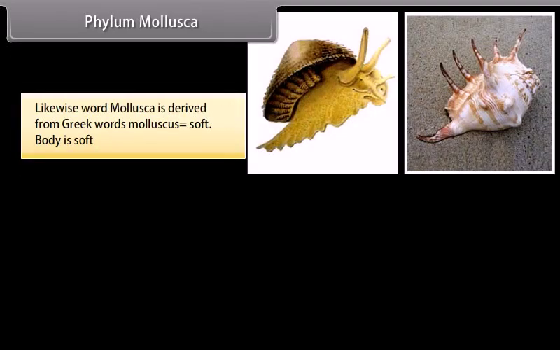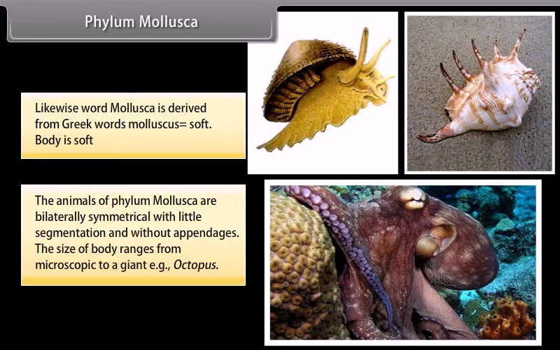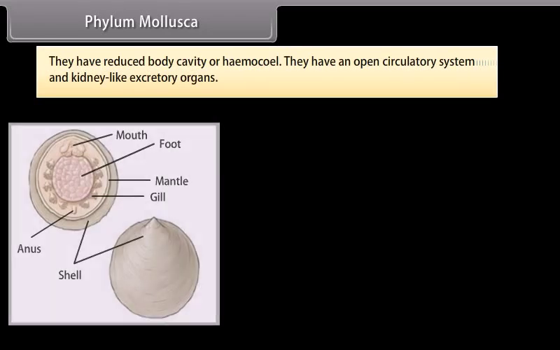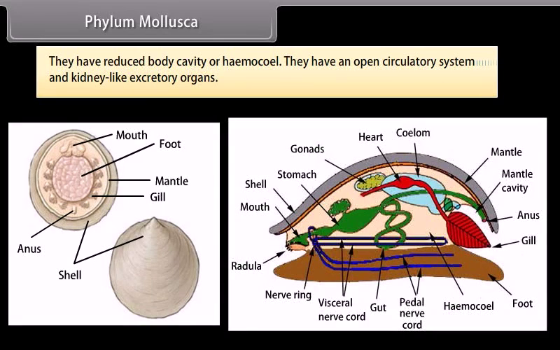Phylum Mollusca. Likewise, the word mollusca is derived from the Latin word molluscus, meaning soft, as the body is soft. The animals of phylum Mollusca are bilaterally symmetrical with little segmentation and without appendages. The size of the body ranges from microscopic to giant, that is, the octopus. They have a reduced body cavity or hemocoel. They have an open circulatory system and kidney-like excretory organs.